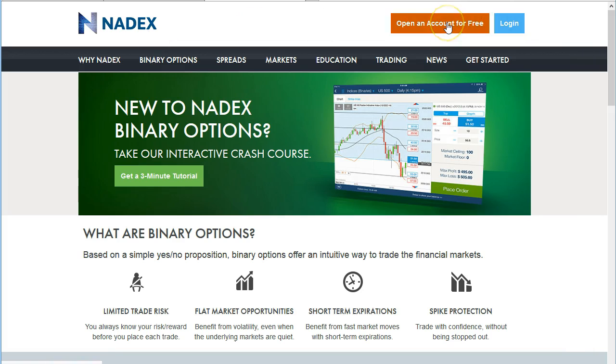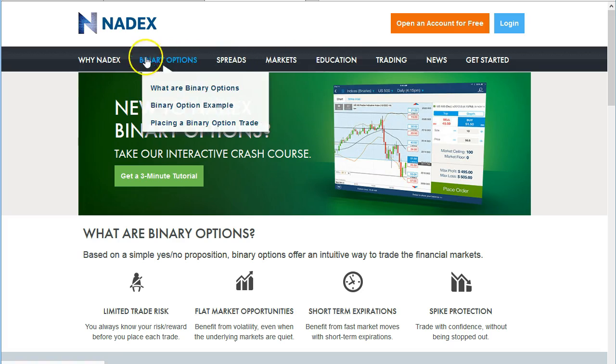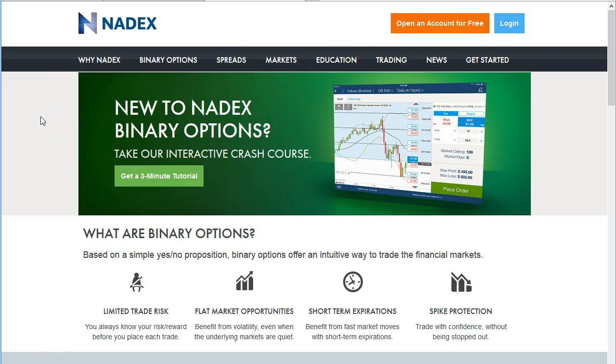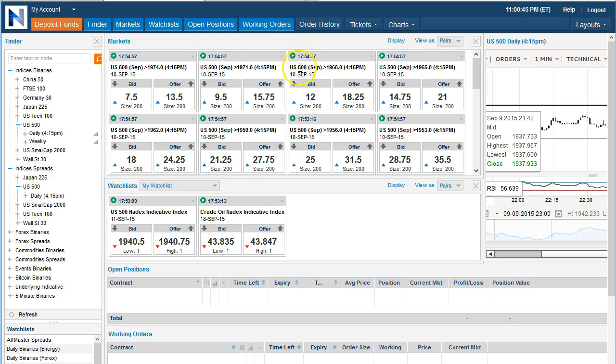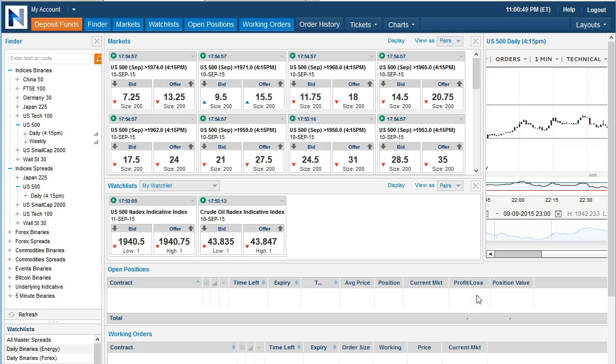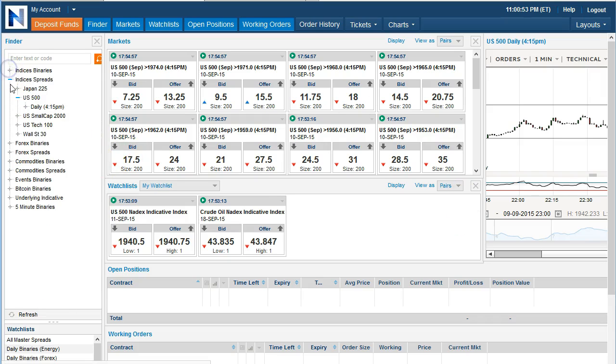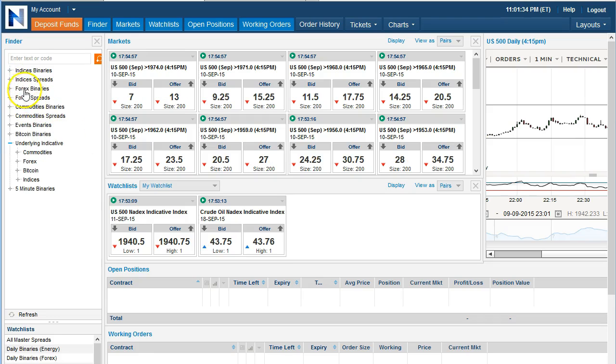But open up a demo account. Maybe go here, read the education, the spreads, all that. But I'm going to give you a quick rundown of what Nadex binary options are. When you log in and you have a Nadex account, you're going to have a screen. Now you have a couple different things. So you mainly have indices, binaries and spreads.